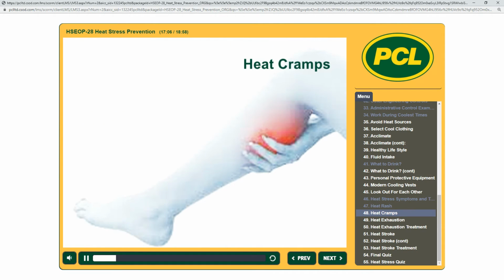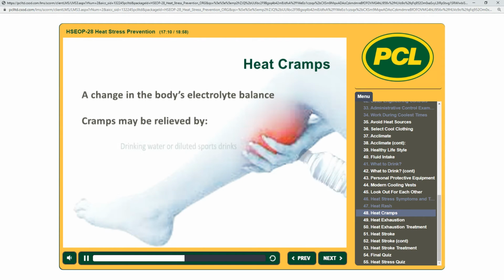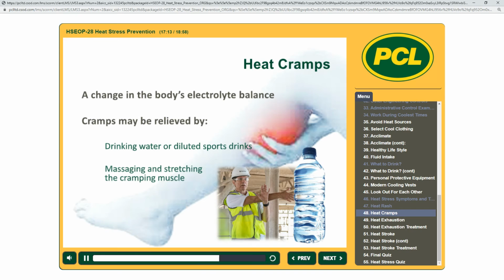Heat cramps occur when there's a change in the body's electrolyte balance. Heat cramps may be relieved by drinking water or diluted sports drinks and massaging and stretching the cramping muscles.